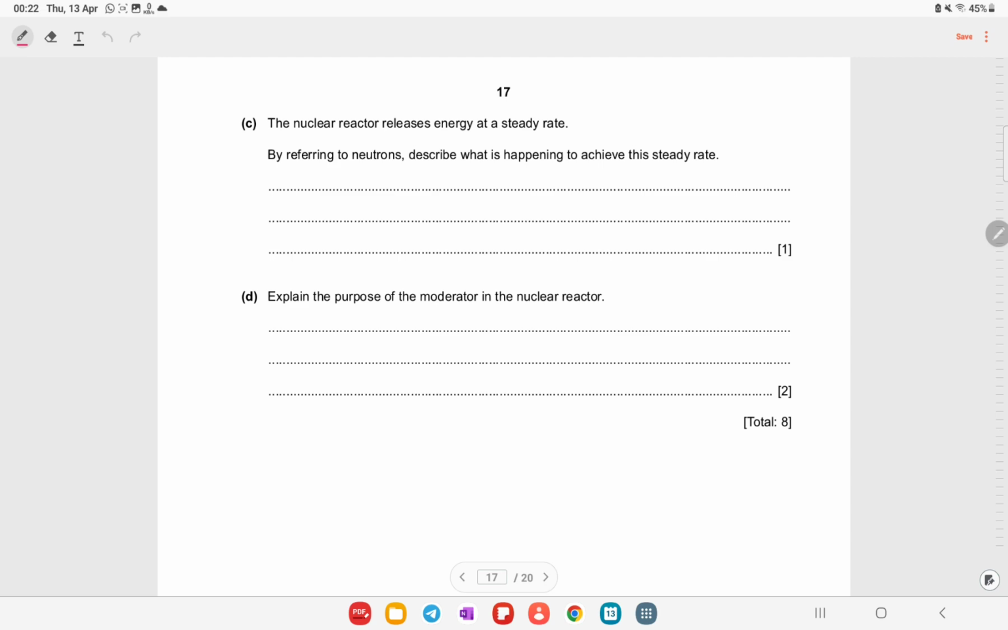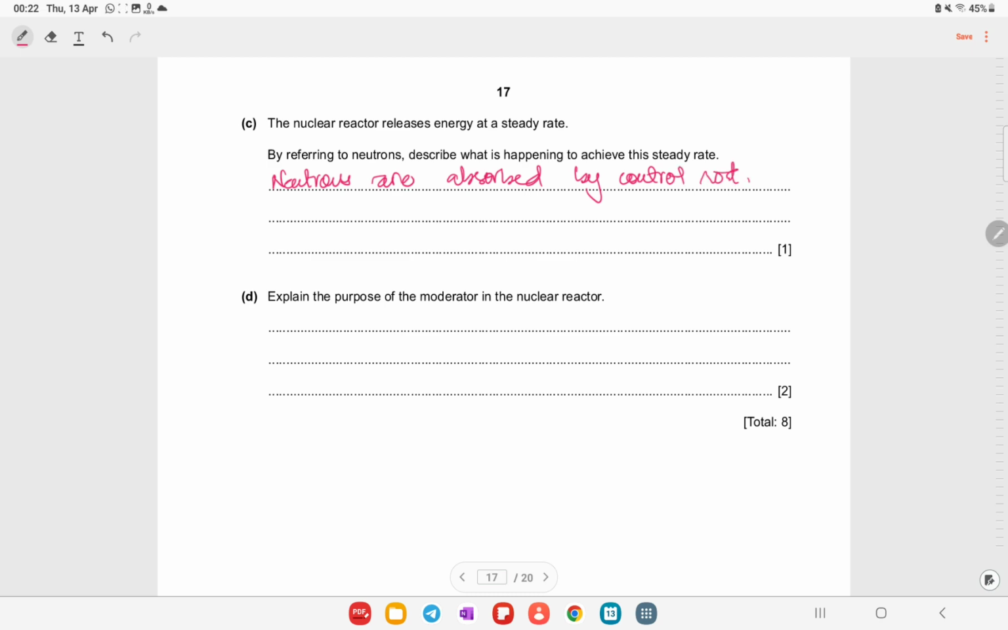The nuclear reactor releases energy at a steady rate. By referring to the neutrons, describe what is happening to achieve this steady rate. So neutrons are absorbed by control rods to keep it steady.